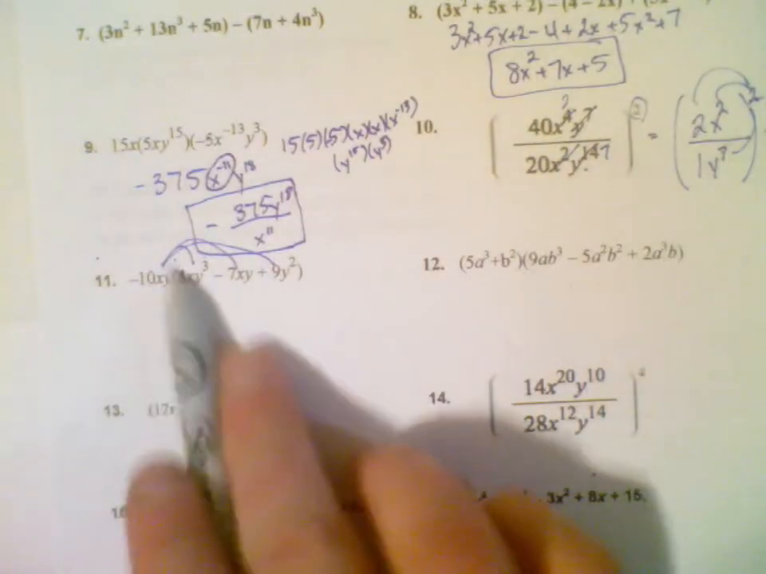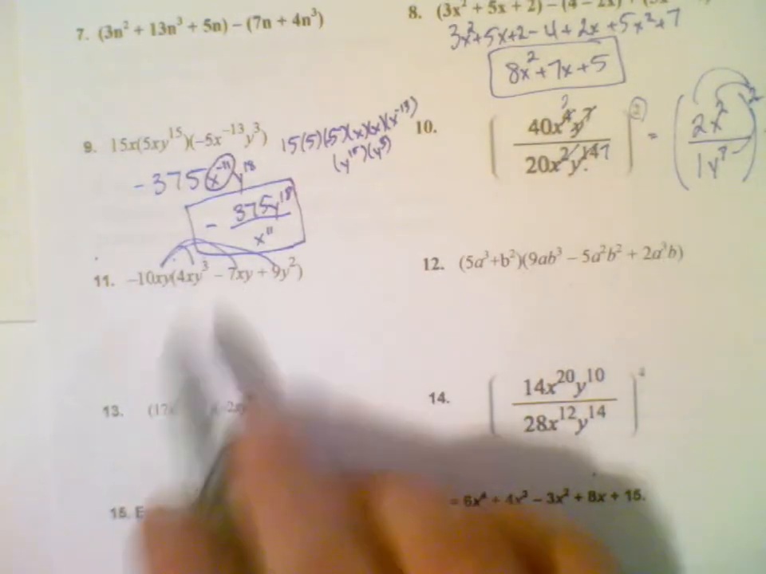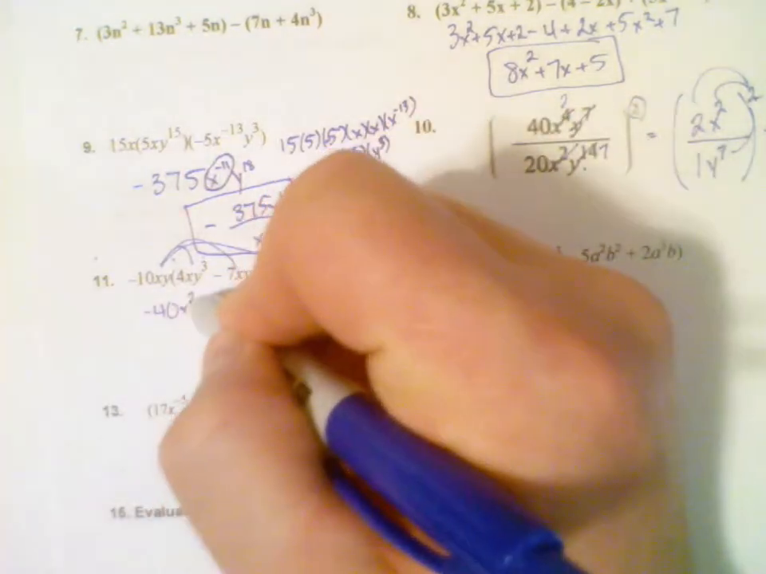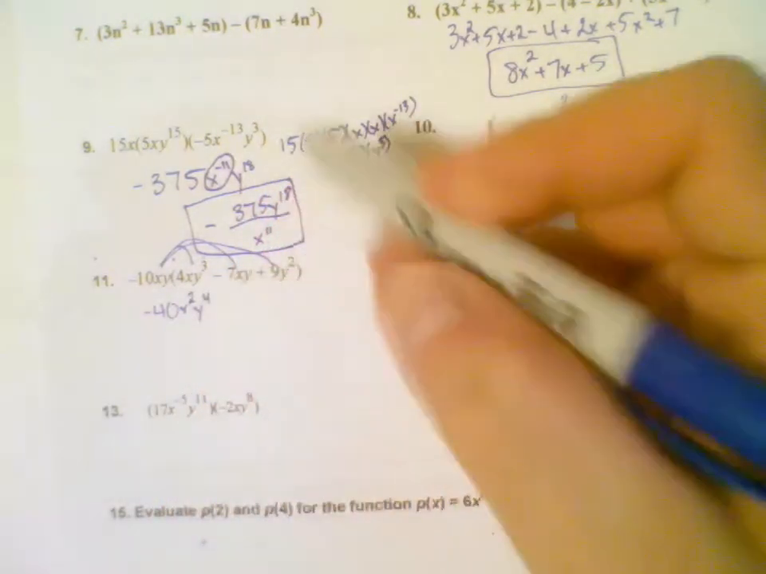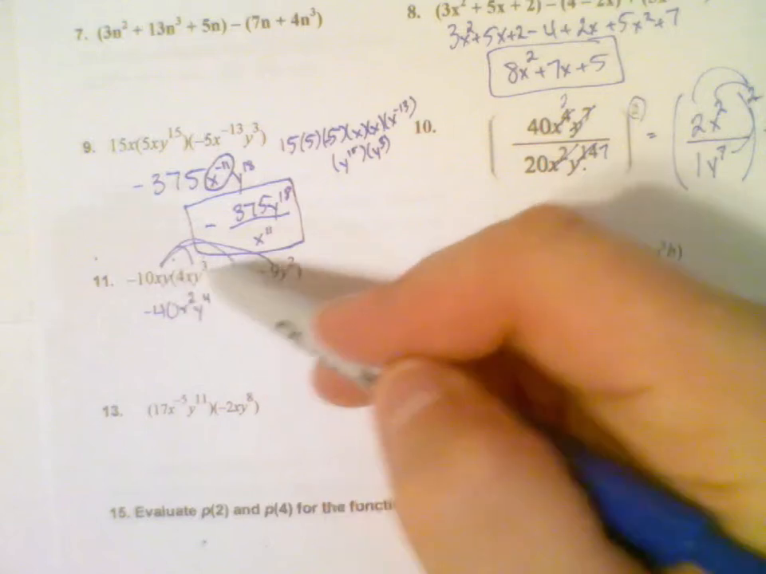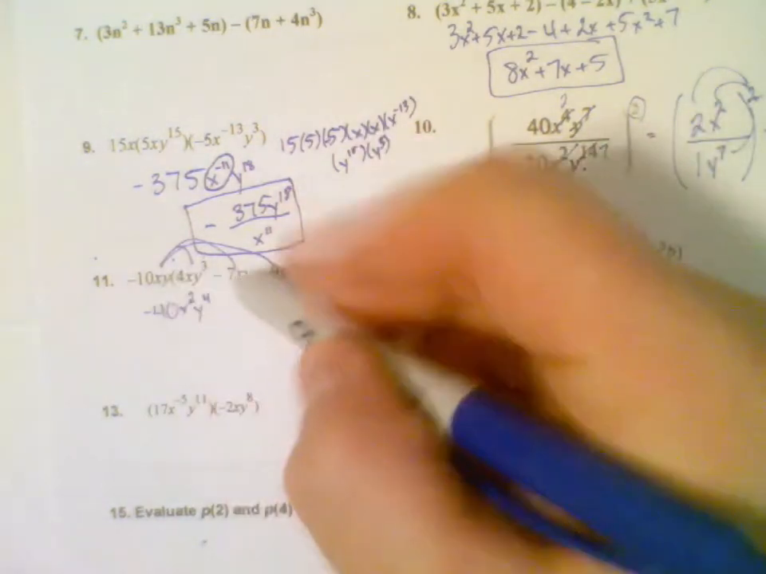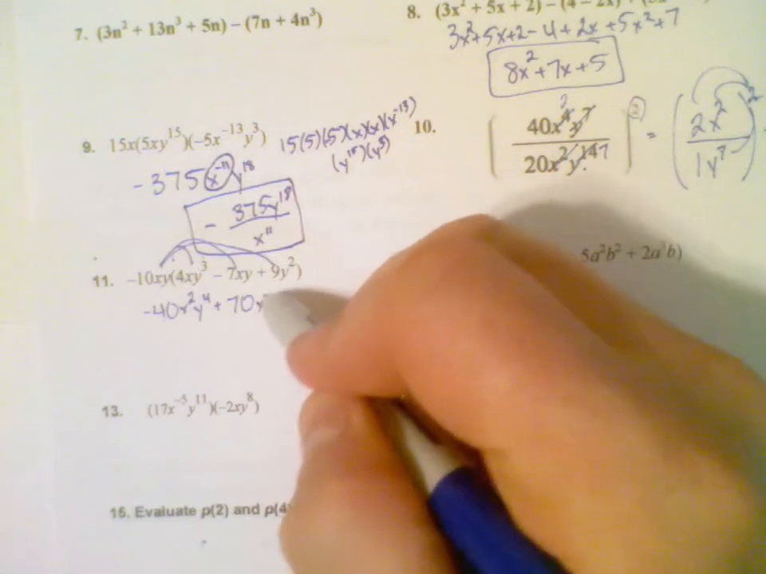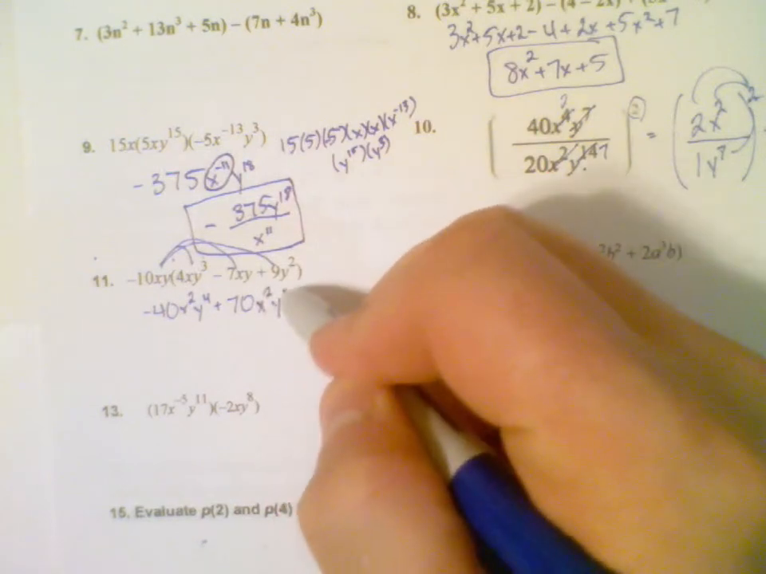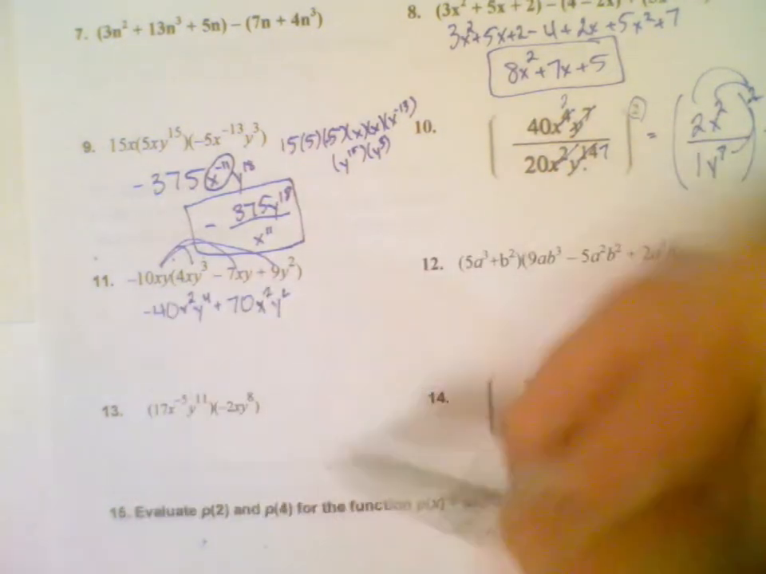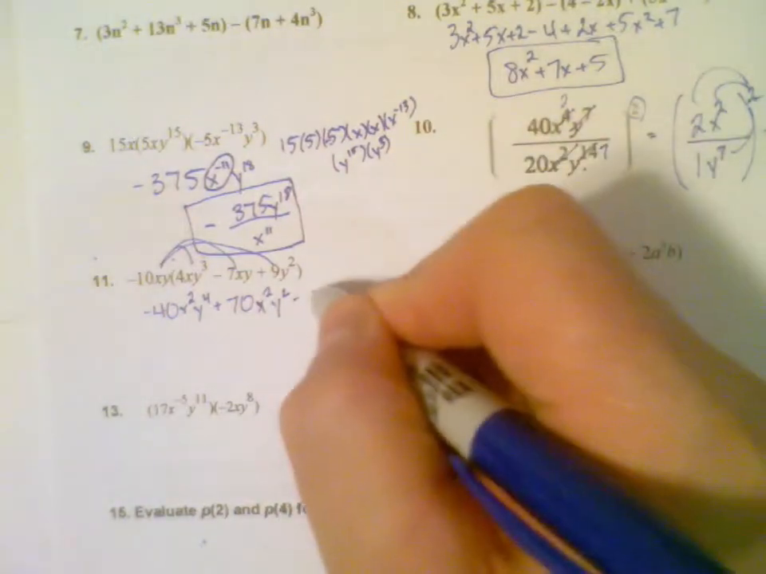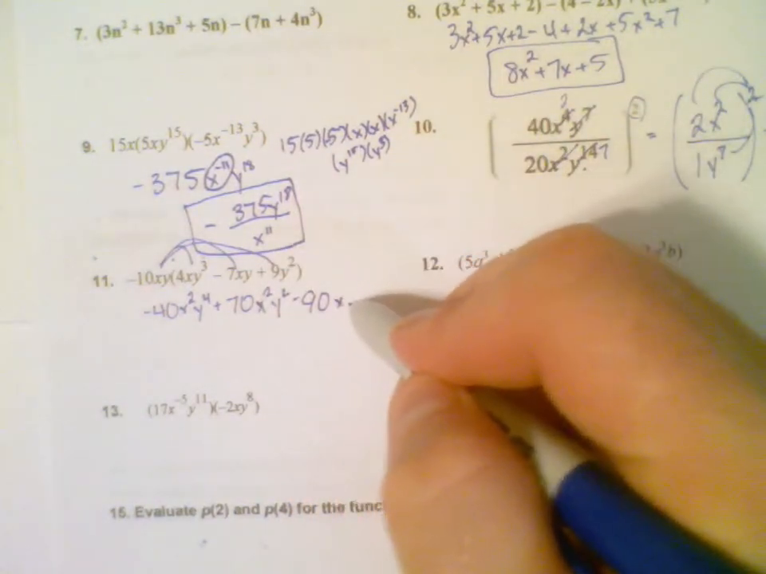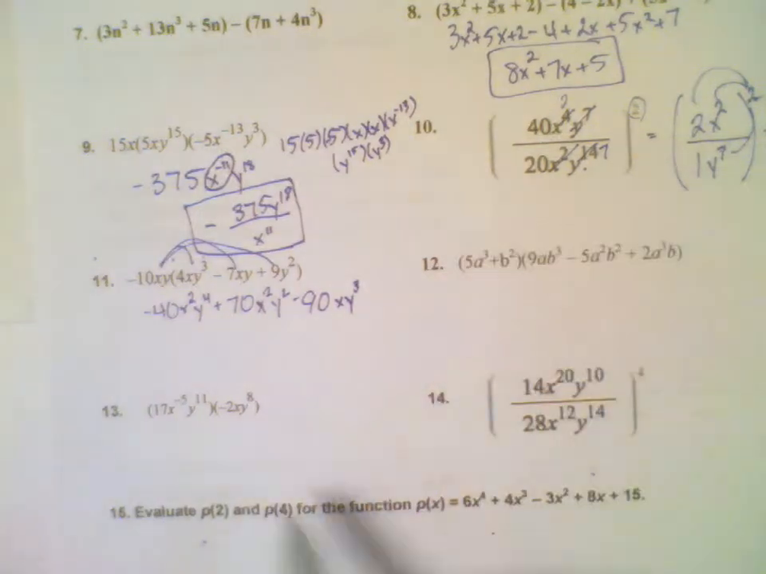So it's like negative 10xy times this one first. So that gets me to negative 40 x squared y to the 4th. And that comes from x times x, y times y cubed. Okay? And then the next one will give me a positive 70 x squared y squared. And then the last one would give me a negative 90, 10 times 9. I only have a single x and I have y cubed.